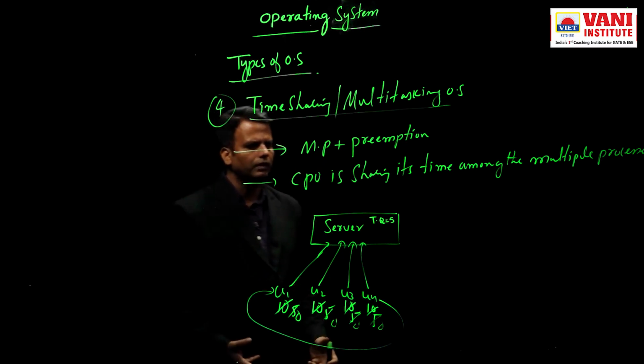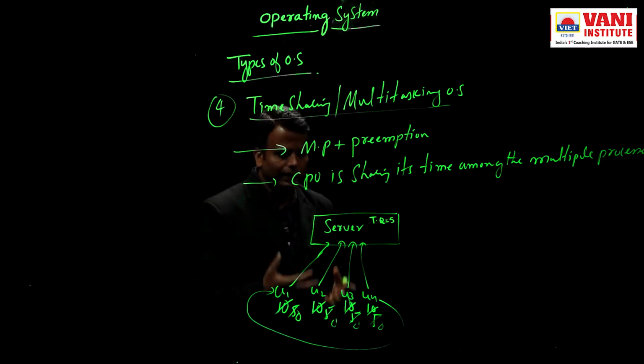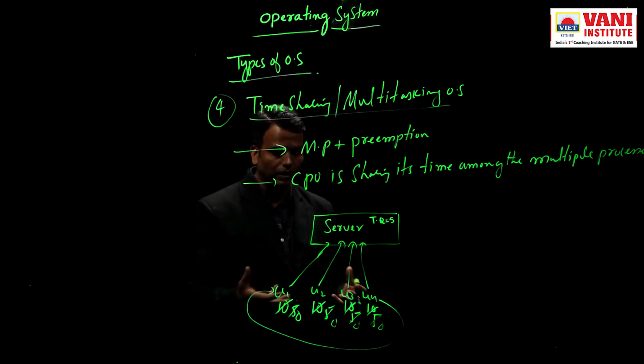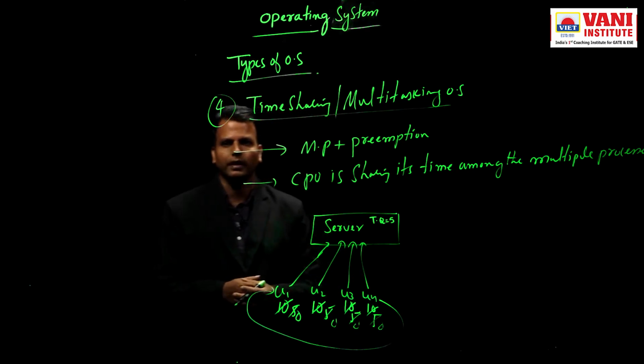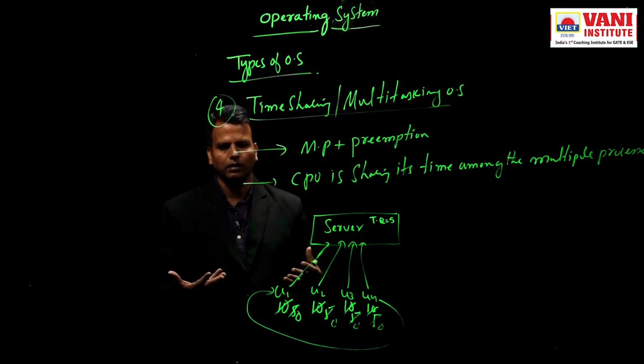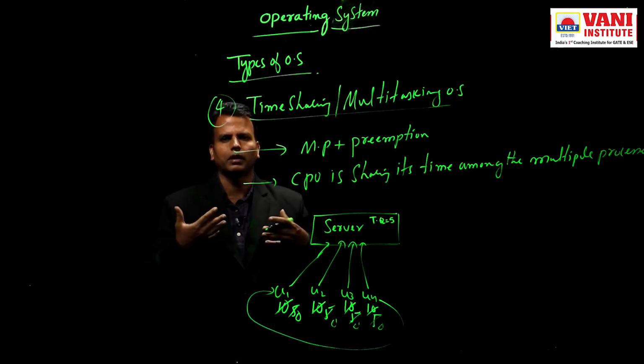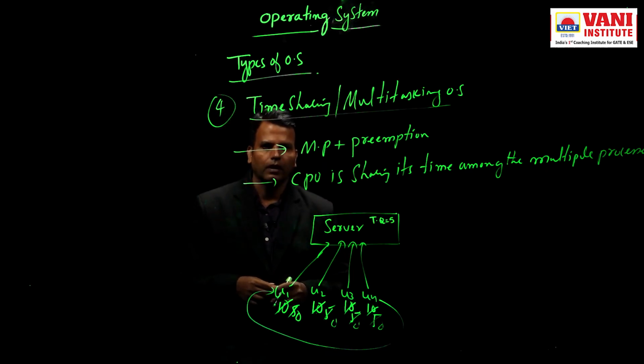If you observe here, the server is sharing its time among multiple users, but each user gets the perception that he is the only one using that system, which in reality is not possible. In reality, the server is satisfying multiple users by sharing its time among multiple processes.